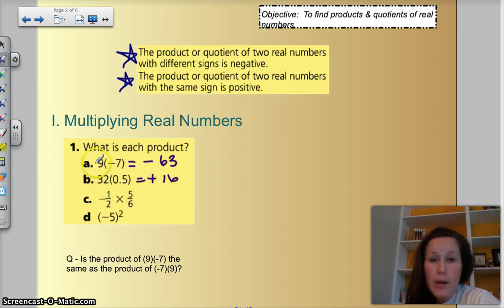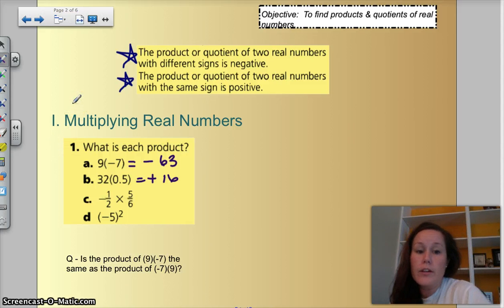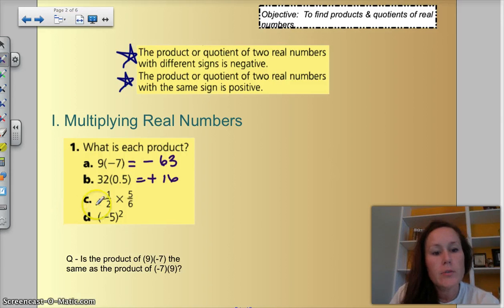Do I have to have the positive sign? I don't have to, but if you want to write it there because it makes you feel really good inside, then you do that. All right, number C.